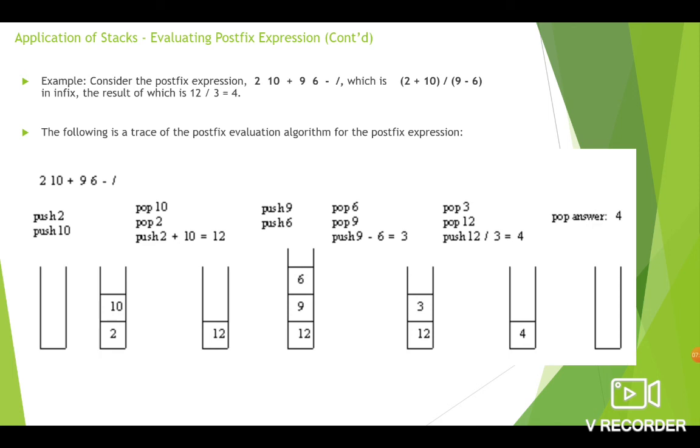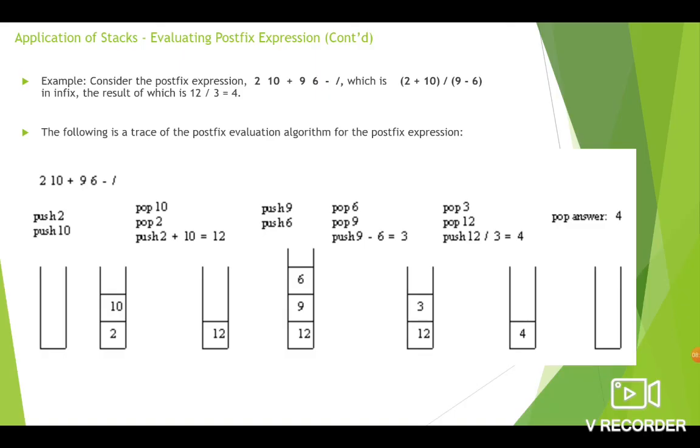Now the expression is empty, so you can pop out the answer from the stack. The answer is 4. So that's all, the postfix expression evaluation.